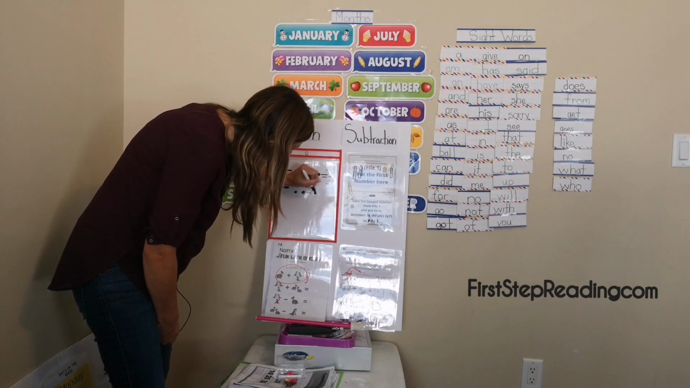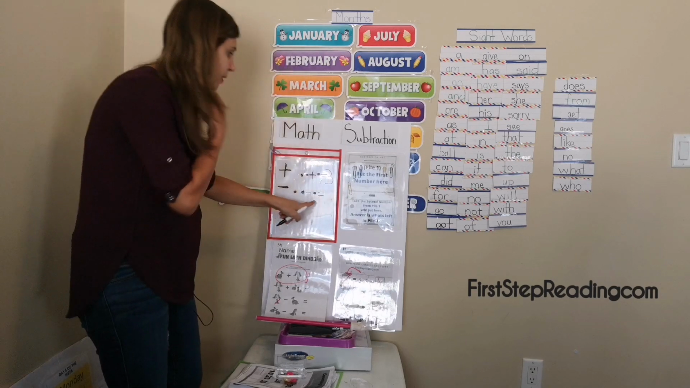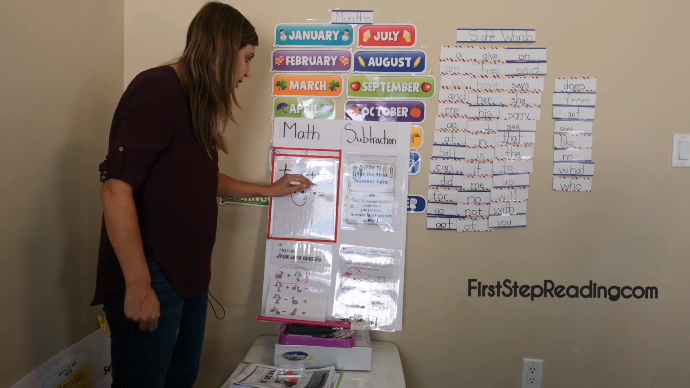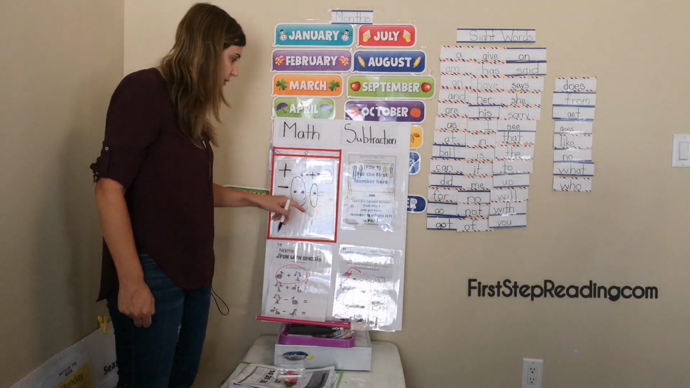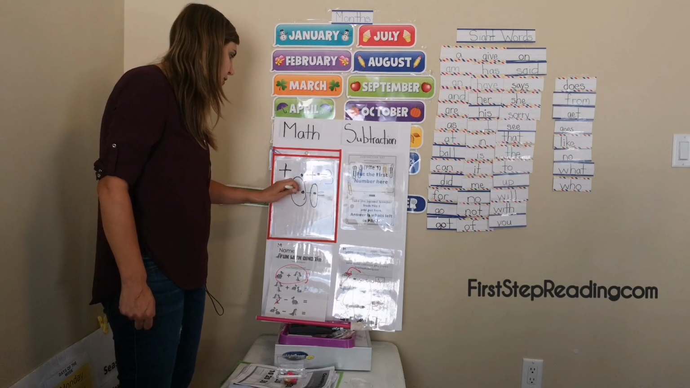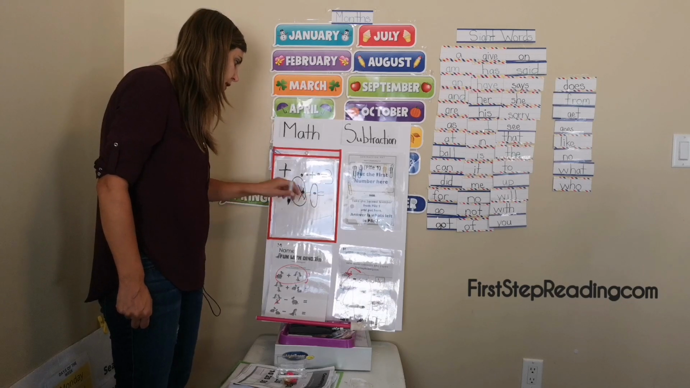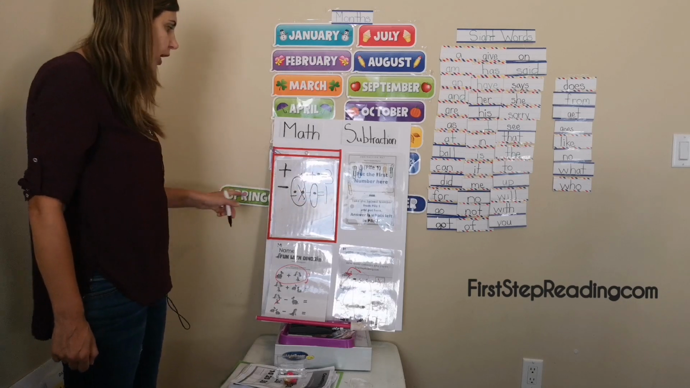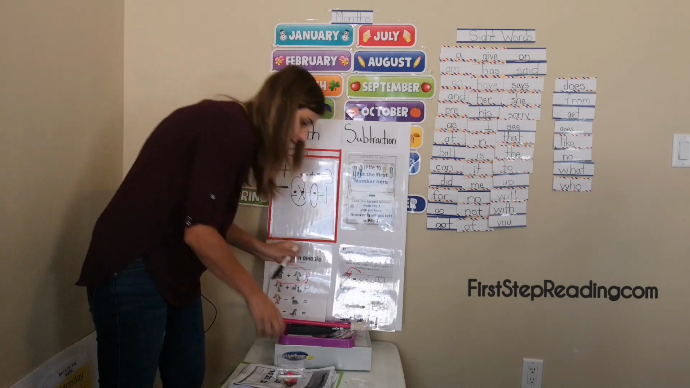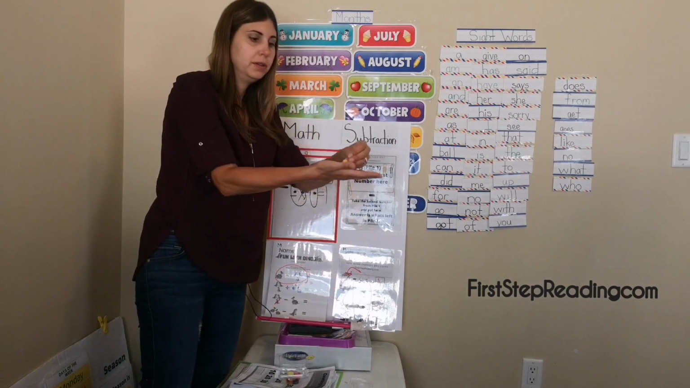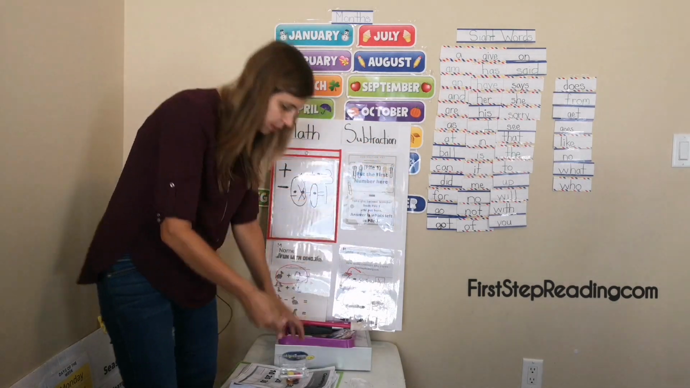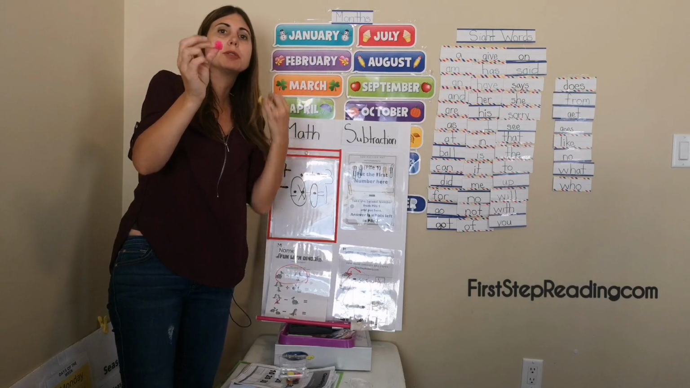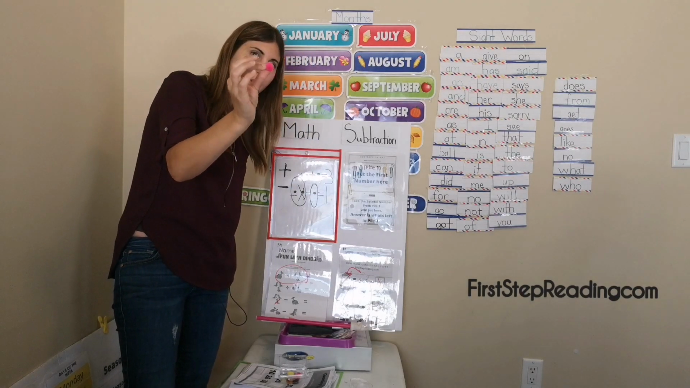I have 2 candies. I ate 1 candy. How many do I have left? This number tells you how many you have. This one says how many to cross off. So you have 2. You cross off 1. What is left on this side? 1. Okay, that is subtraction. I have 2, I eat 1. How many are left? 1.